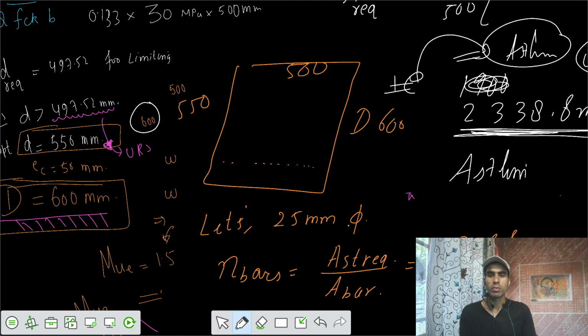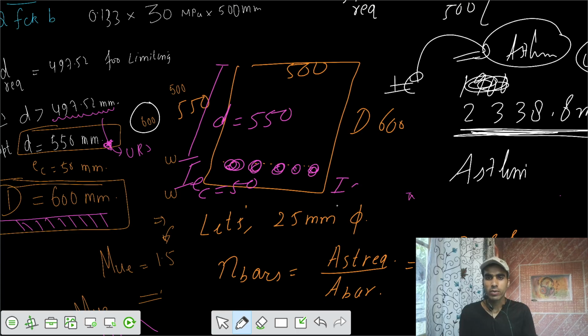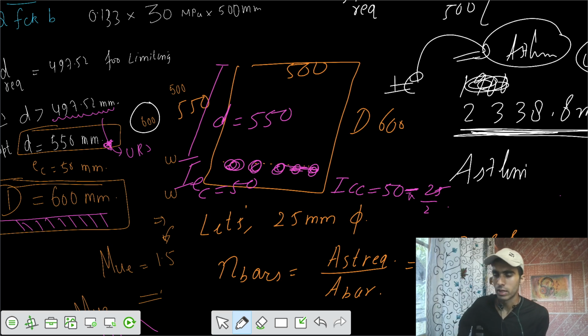Let's substitute those 5 bars here. 1 bar, 2 bar, 3 bar, 4 bar, 5 bar. And this is your effective depth d equals 550, and there's an effective cover of 50 millimeters. That means the clear cover would be equal to 50 minus the bar diameter divided by 2. This is your clear cover, 37.5.